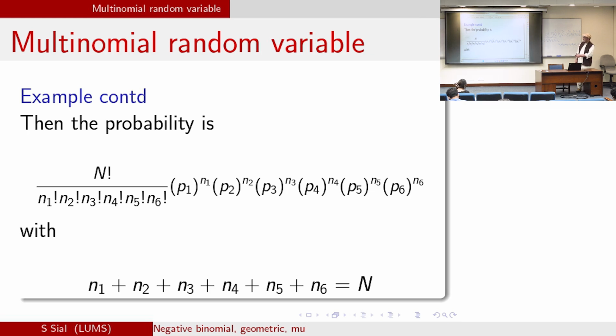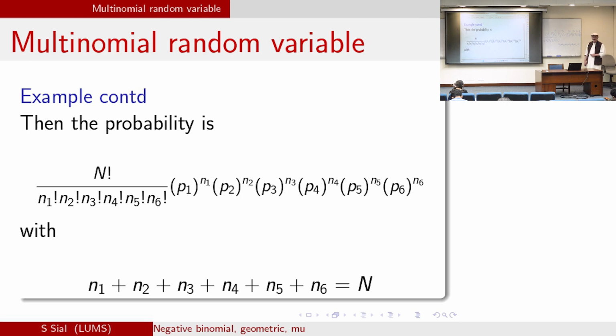So if you roll the die capital N times, and you're looking for the probability that the first outcome appears n1 times, the second outcome appears n2 times, the kth outcome appears nk times, where all of the small ni's add up to capital N, and pk is the probability of the kth outcome occurring on a particular trial, then this is the probability that you have.